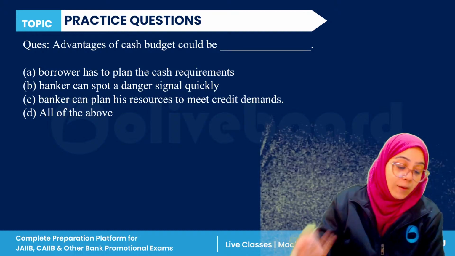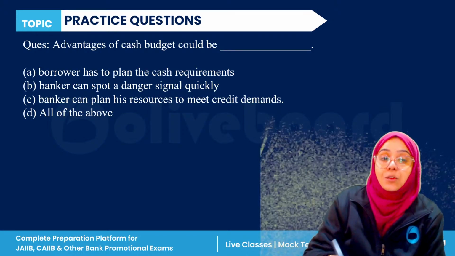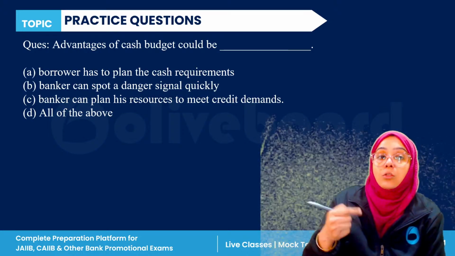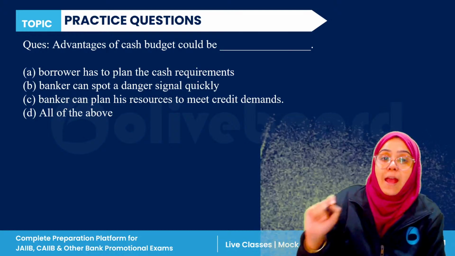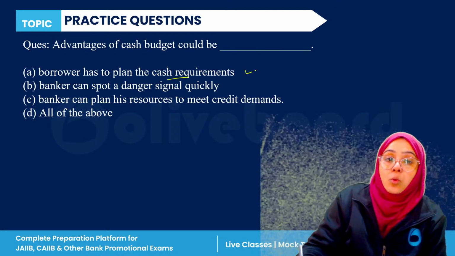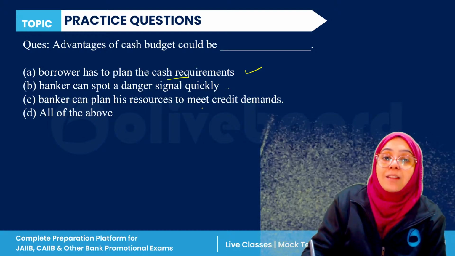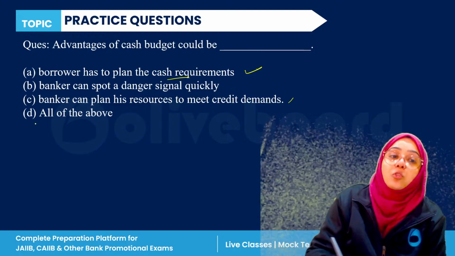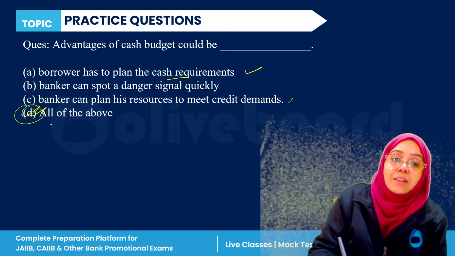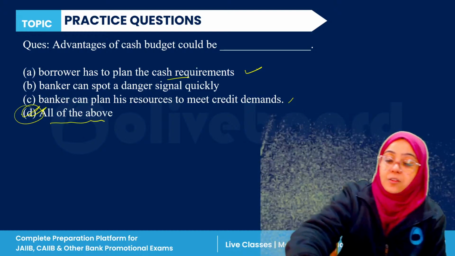If we talk about the cash budget, the borrower has to plan the cash requirement, true. Bankers can spot the danger quickly, true. Bankers can plan their resources to meet credit demands, true. So all of the above, D, is the correct answer here.